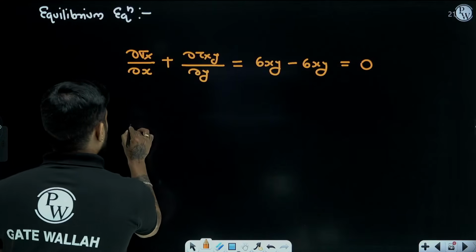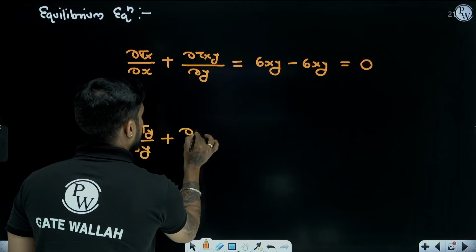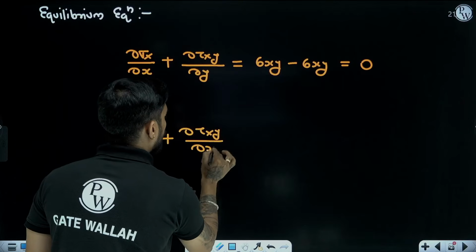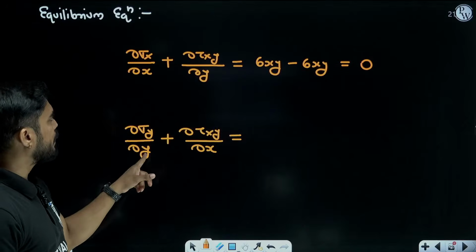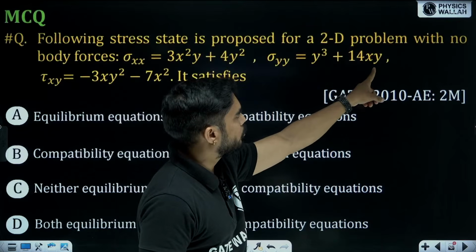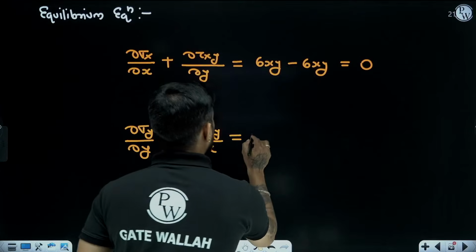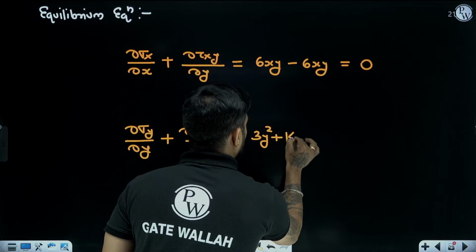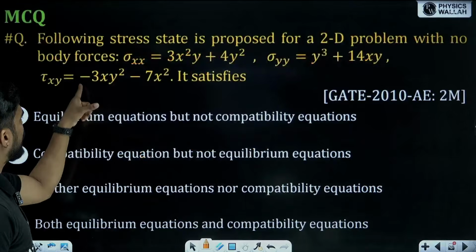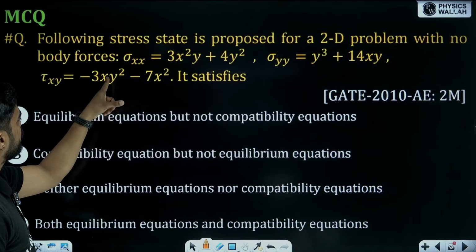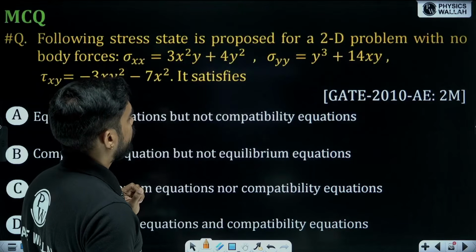Okay. The second equilibrium equation is dou sigma y by dou y plus dou tau xy by dou x, which should be 0. So let's see whether it is 0 or not. So dou sigma y by dou y, if you differentiate it with respect to y, this will become 3y square and this one will become 14x. So 3y square plus 14x. Then if you differentiate it with respect to x, so what will be this? 6xy and 14x. Wait a moment.